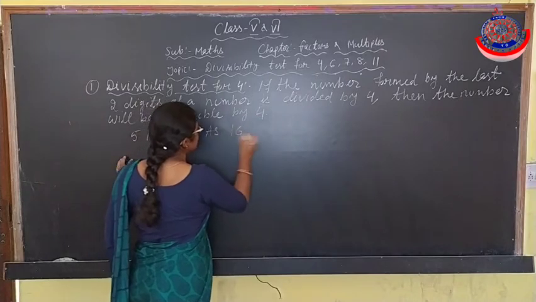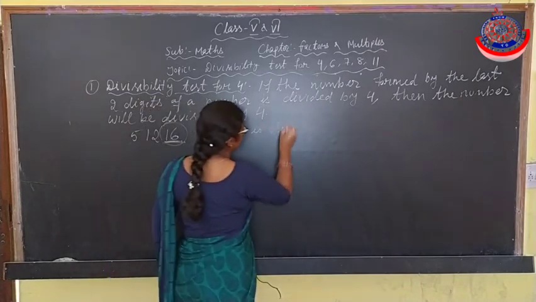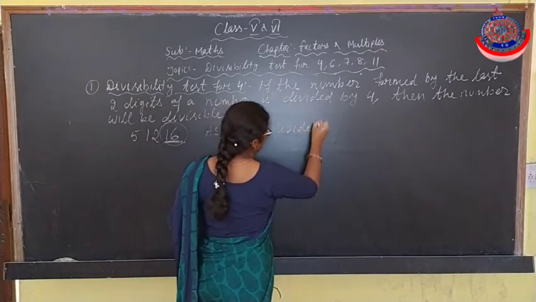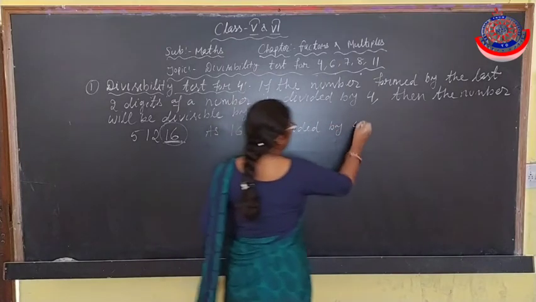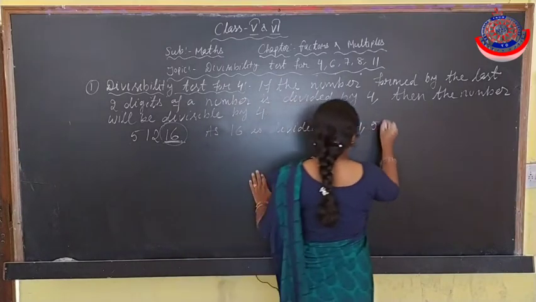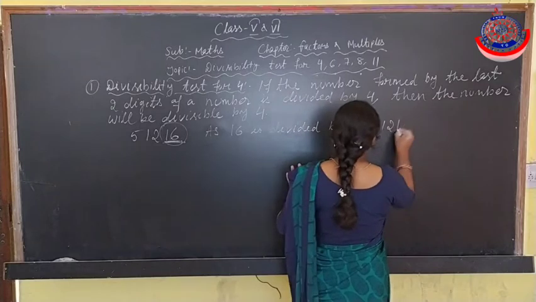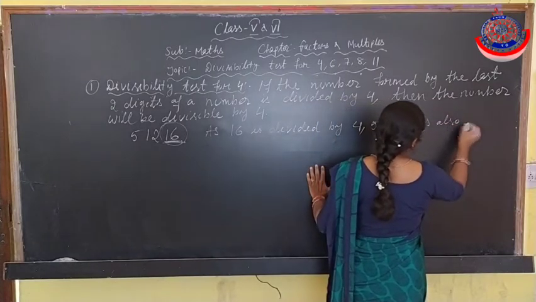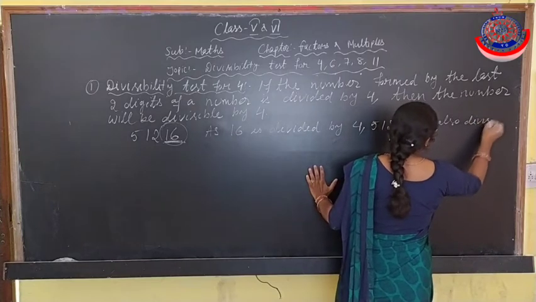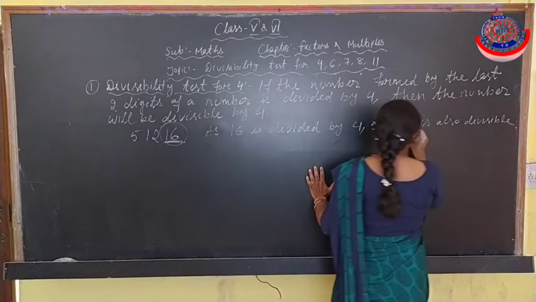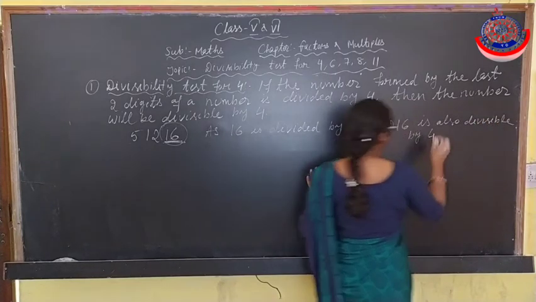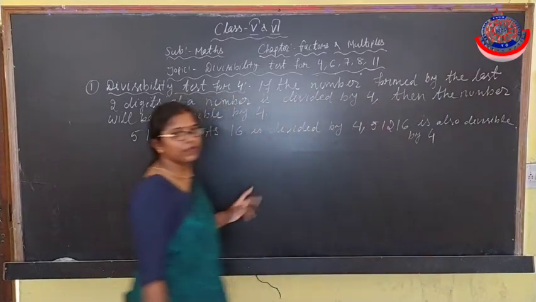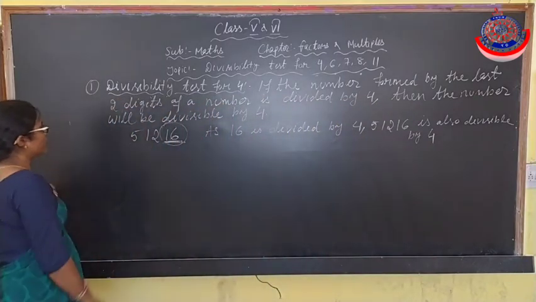As 16 is divided by 4, 51,216 is also divisible by 4. Clear? Now one more example we will take.